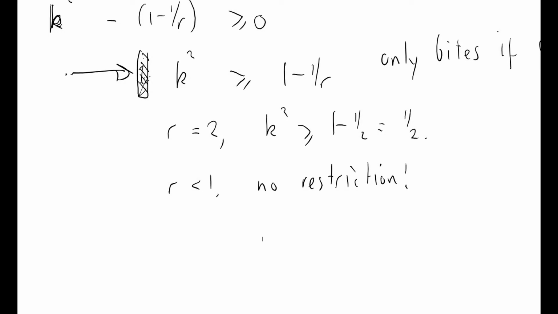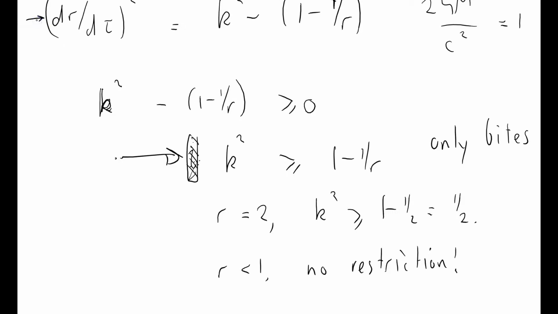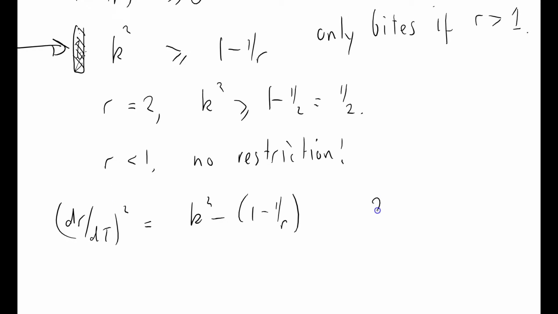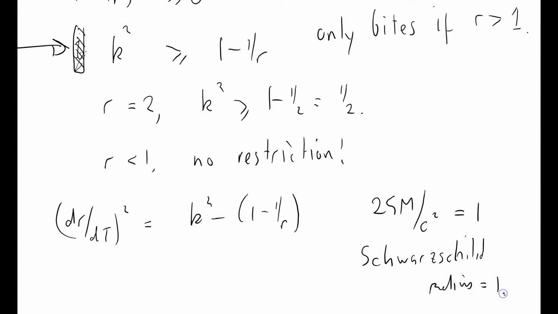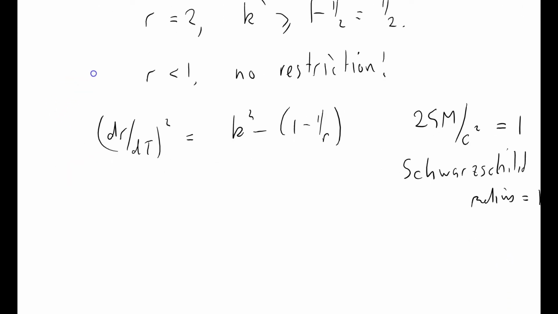General relativity, step by step. I've developed this nice energy equation here: dr by d tau squared equals k squared minus 1 over r. And here I'm using units in which 2GM over c squared equals 1. So my Schwarzschild radius equals 1, and that's my length unit. And my time unit is defined so the speed of light is equal to 1.